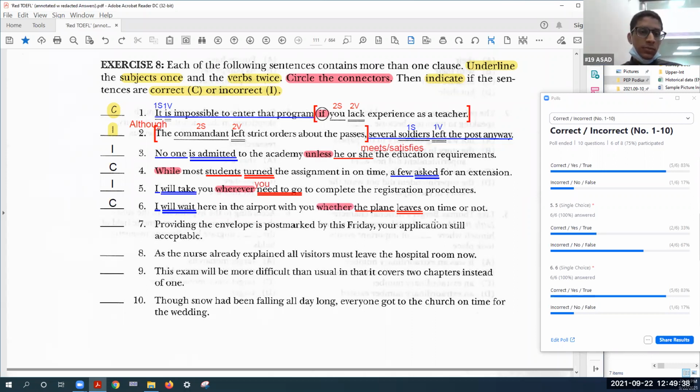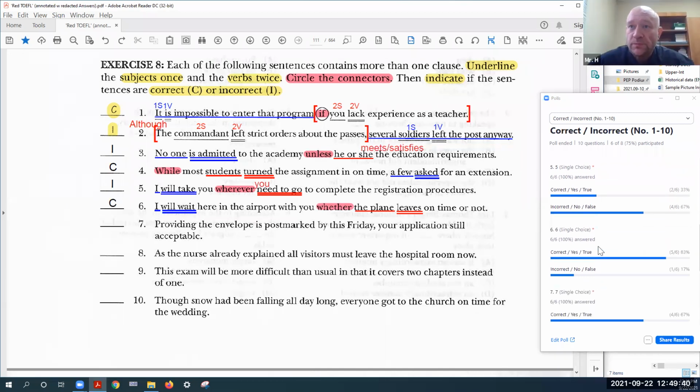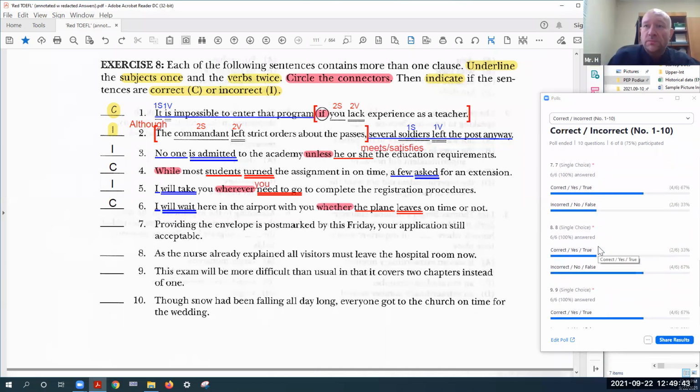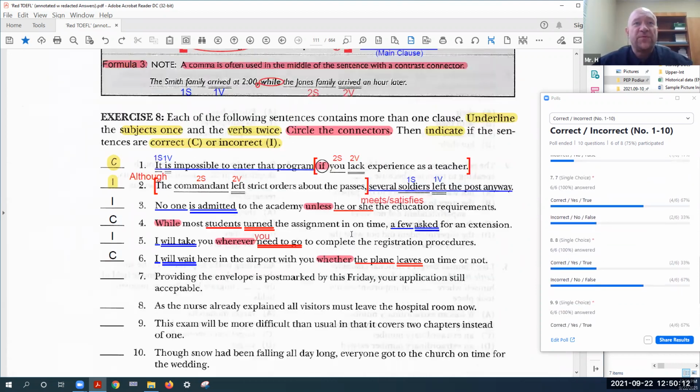What do you think? Do you think it's correct? Incorrect. Osama? You say it's incorrect, yes. All right, find the main clause. Where is it? Providing the envelope is marked by this Friday. Is that the main clause? Which formula is it? Let's look at the formulas.